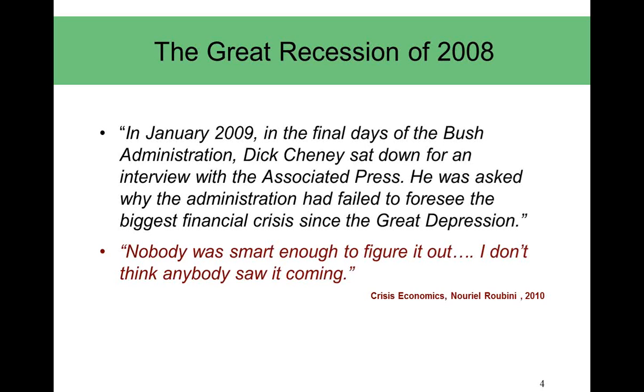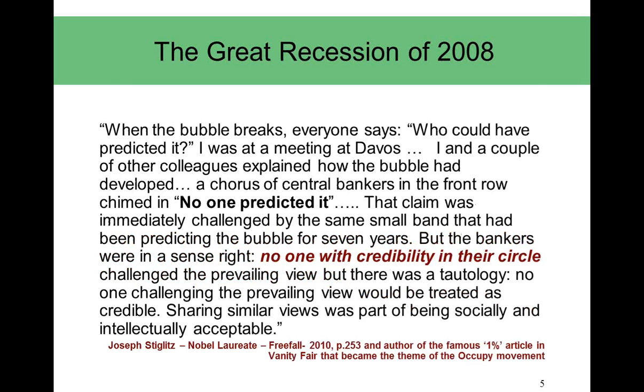So it's often the case that these voices and discoveries are out there, but they don't come to the mainstream. Stiglitz, the same guy who wrote about the famous 1% that helped start the Occupy movement, I'm just going to read this quickly. "When the bubble breaks, everyone says, who could have predicted it?" He said he was at a meeting at Davos, which of course just went on last week, because it goes on in January. And he had a couple of other colleagues explain how the bubble had developed.